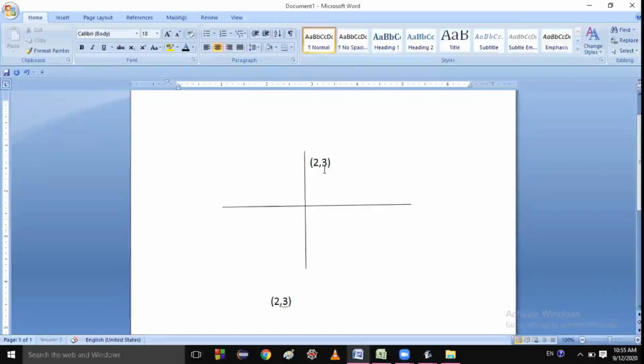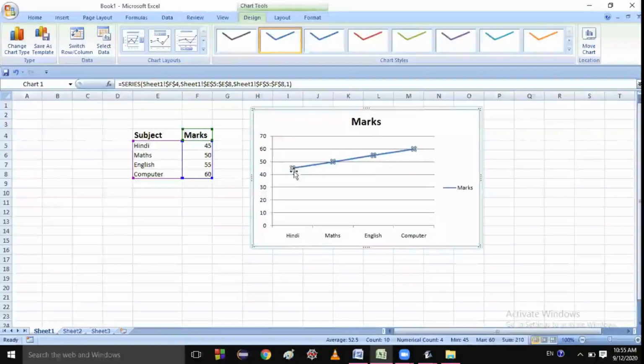Okay. So in the same way, if you will watch it very carefully, then you will get 1, 2, 3, 4 coordinates. So in front of Hindi, you are getting 45 marks. So you know this is in between 50 and 40, so this is 45. So that's why this is a cross, this is a coordinate. Again, you got 50 marks, so you just on this line 50. So this is in front of math. In front of English you got 55, and in front of computer you got 60. Right now I think it is clear.